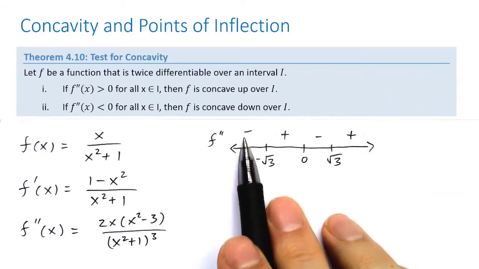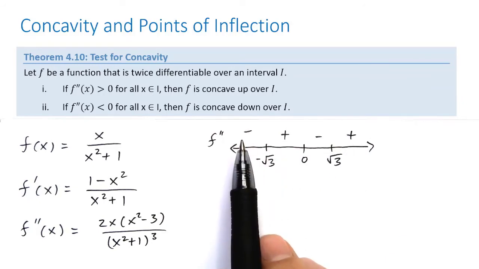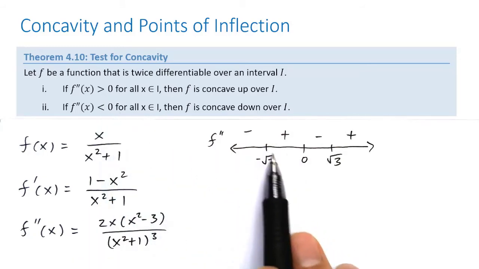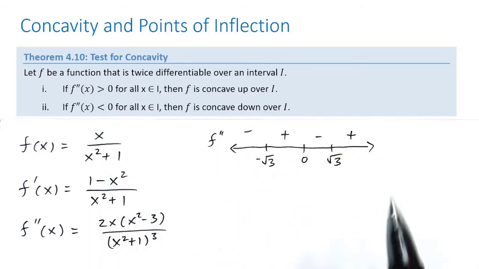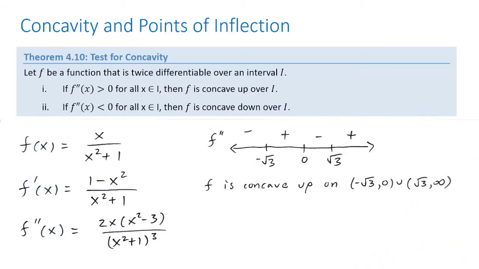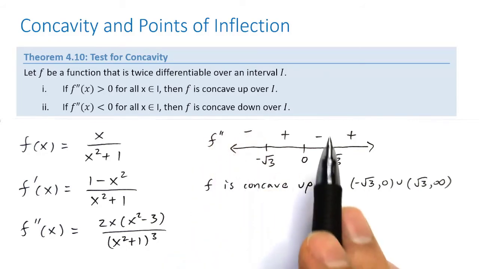So here's what I'm seeing. It's concave up when f double prime is positive. So that's going to be on this interval and on this interval. And it is concave down where f double prime is negative. So on this interval and this interval.